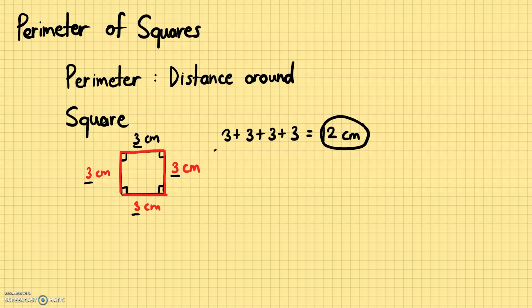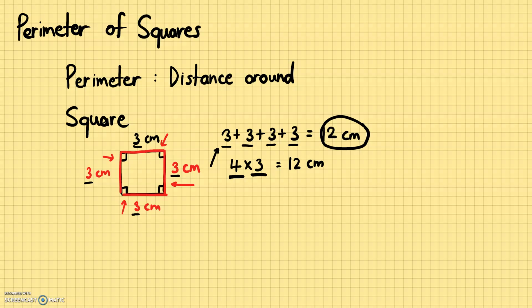But it looks like there's going to be an easier way to do this, since you're adding the same number 4 times. Right? There are 4 equal sides here. This side, this side, this side, and this side are all equal. So you're adding the same number 4 times. So instead of doing 3 plus 3 plus 3 plus 3, you can just do 4 times 3 and get 12. Because 3 is the side of the square, and there are 4 equal sides in the square. So you can just do 4 times 3 to get 12 centimeters.